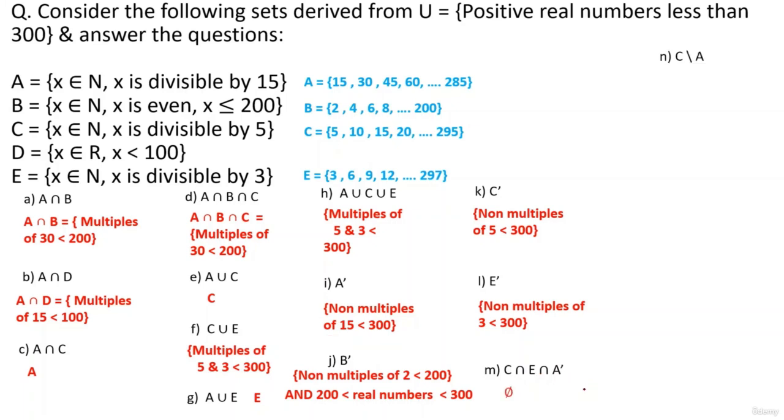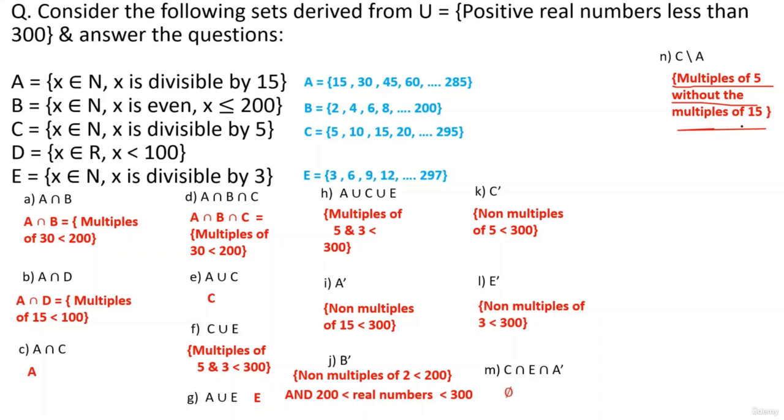The next one is C/A. Okay, guys, C/A का मतलब ये होता है कि elements which are part of the set C but they are not there in A. Okay, so C में क्या है? Basically multiples of 5 है and A में क्या है? Multiples of 15 है. So C/A क्या हो जाएगा? Multiples of 5 without the multiples of 15. Okay, of course less than 300.